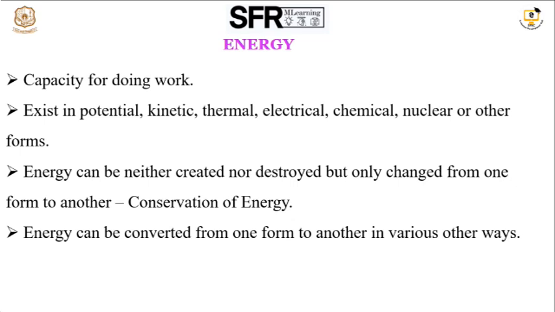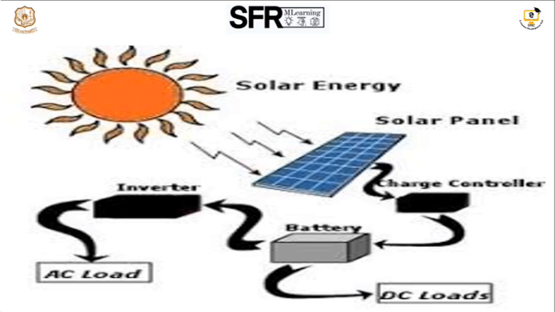Energy can be converted from one form to another in various ways. Usable mechanical or electrical energy is produced by many kinds of devices, including fuel burning heat engines, generators, batteries, fuel cells and magneto-hydrodynamic systems. First we see about solar energy.